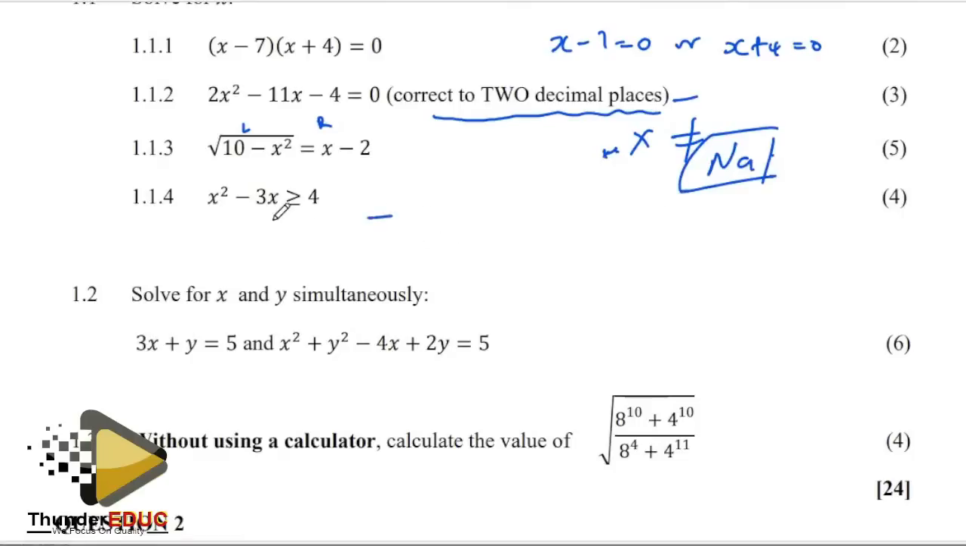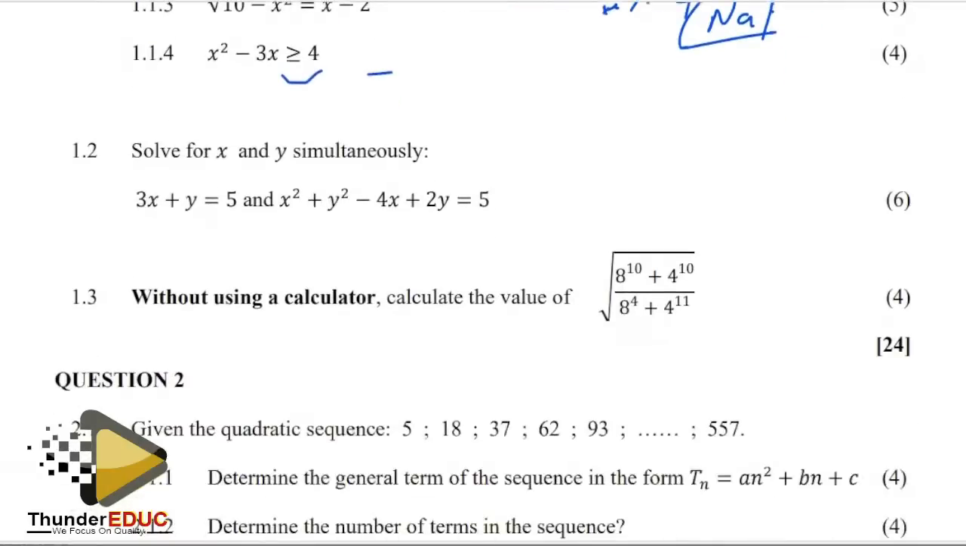1.1.4, create a standard equation. You move the 4 that side and then you solve that. For 1.2, it's a simultaneous equation, a 3x, a y, a 5, and all of that. So we have the linear, and then we have the quadratic equation. So start with the linear, manipulate it around, make one of the variables the subject. So you can leave y on one side, move the x that side, and then you get that y, substitute into there.